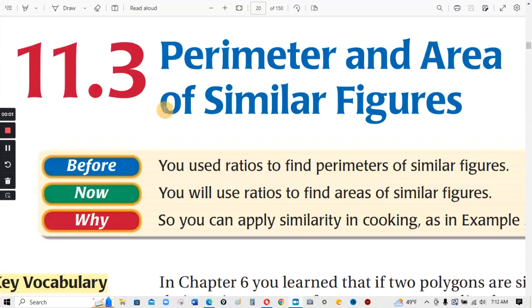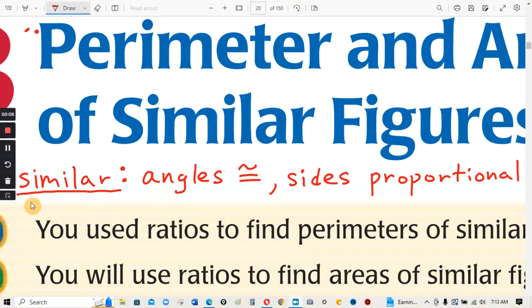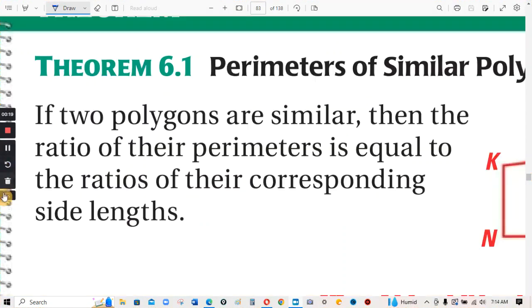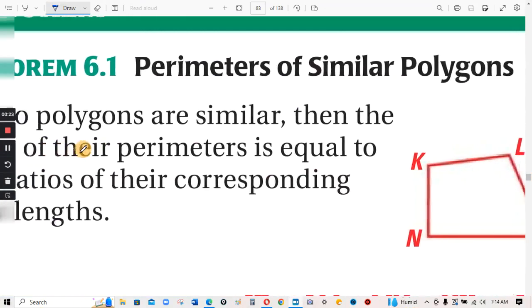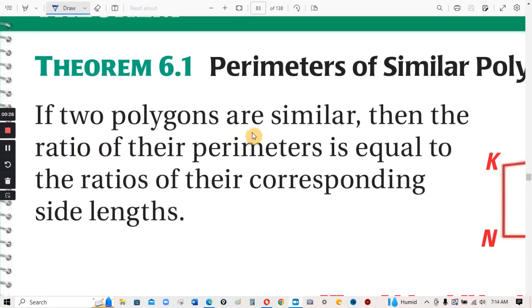Chapter 11.3, Perimeter and Area of Similar Figures. If you recall the definition of similar, if two figures are similar, the angles are congruent and the sides are proportional. So if you recall from Chapter 6, the perimeters of similar polygons, if two polygons are similar, then the ratio of their perimeters is equal to the ratios of their corresponding side lengths.